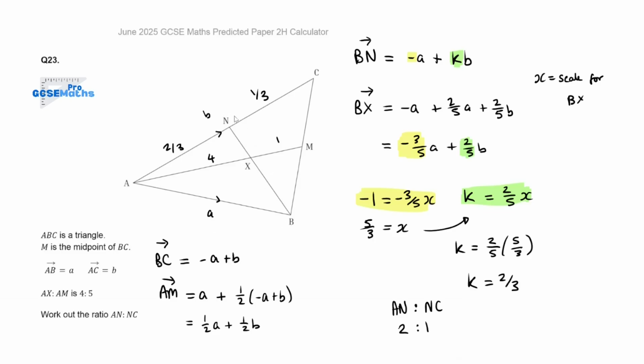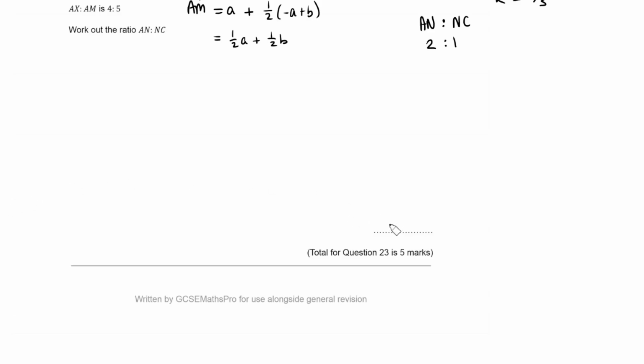So find two vectors from a line crossing through the one you want, make simultaneous equations from the coefficients, and then solve it. That's the general gist, but in reality it is more complicated than that, isn't it? So obviously this is a 5-mark question. The answer is 2 to 1.